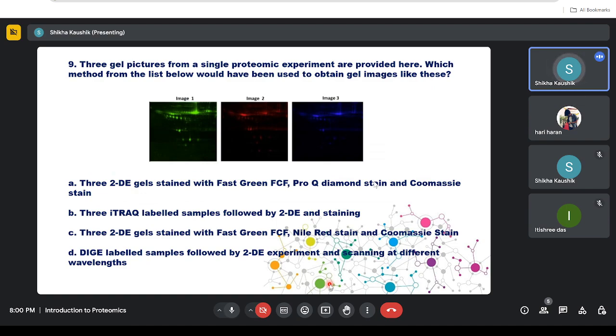So how did we generate these three images? Oh, D. Yes. We have done differential in gel electrophoresis where we have used three different dyes. So the answer here is D.